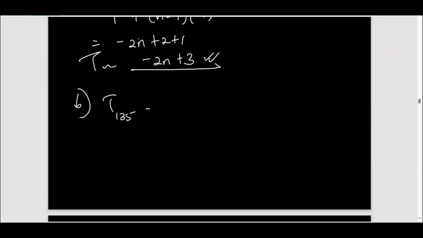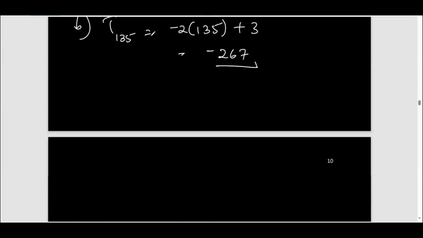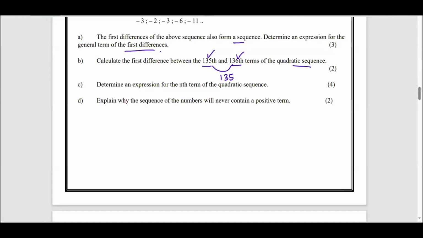All right, so T135 is going to be -2 times 135 plus 3. Just punch that into your calculator. 135 plus 3, and that gives me -267. We can see that this is a decreasing pattern. It's becoming smaller and smaller and smaller. So that's the answer for B. Then let's look at C. C is asking us to determine the expression for the nth term of this quadratic.